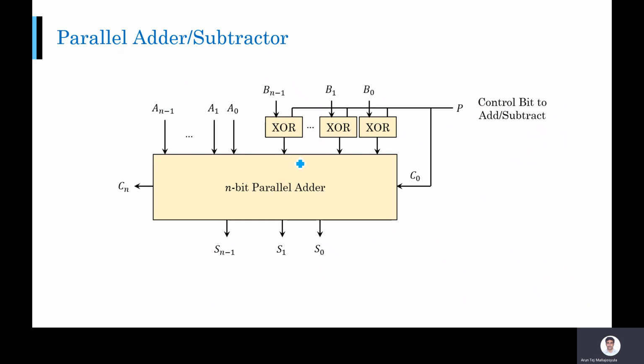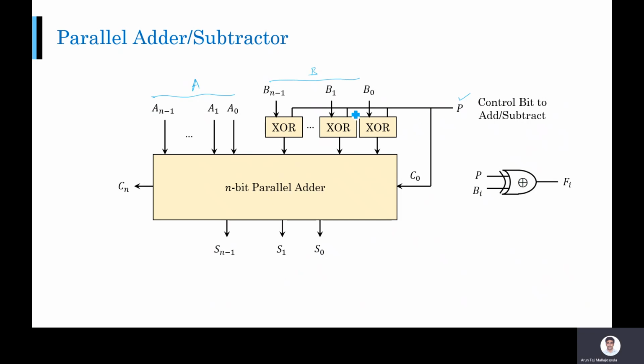Outputs of the XOR gates are given to the adder. These are all the bits of number A, and these are the bits for number B. The B bits are given to the XOR gates. The other input of each XOR gate is a control bit that I am calling P. P is the control bit, and that is the same as your first carry. Now let us see how this is operating.